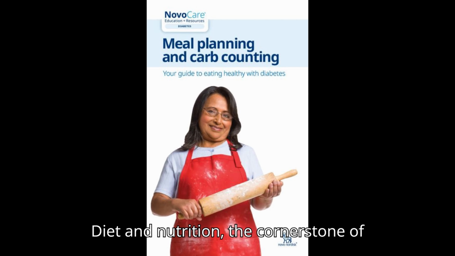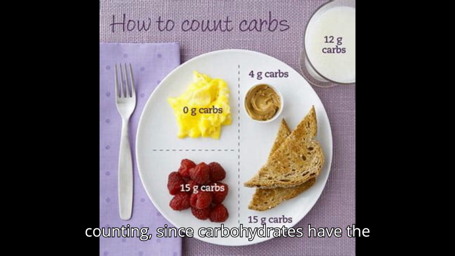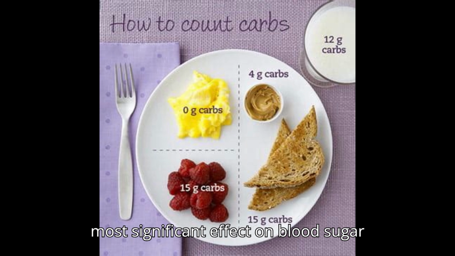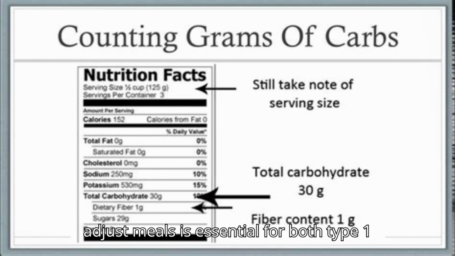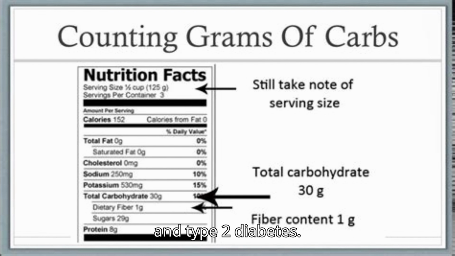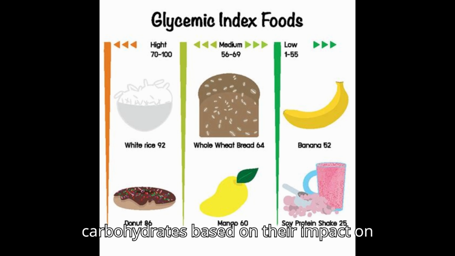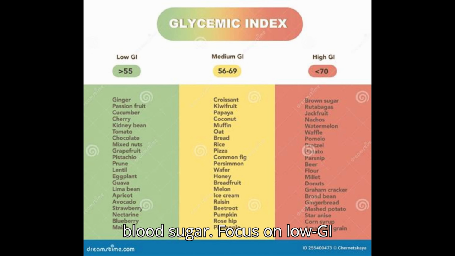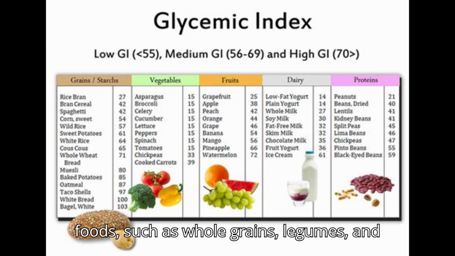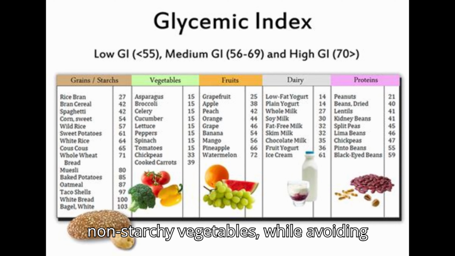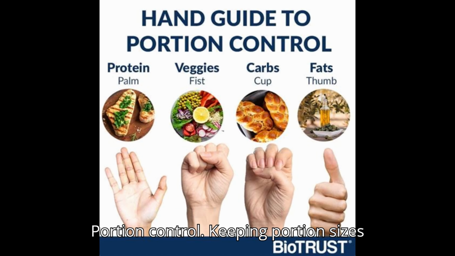Diet and nutrition, the cornerstone of diabetes management. Carb counting. Since carbohydrates have the most significant effect on blood sugar levels, learning how to count carbs and adjust meals is essential for both type 1 and type 2 diabetes. Glycemic index, GI. This system ranks carbohydrates based on their impact on blood sugar. Focus on low GI foods, such as whole grains, legumes, and non-starchy vegetables, while avoiding high GI foods like sugary drinks and refined grains.